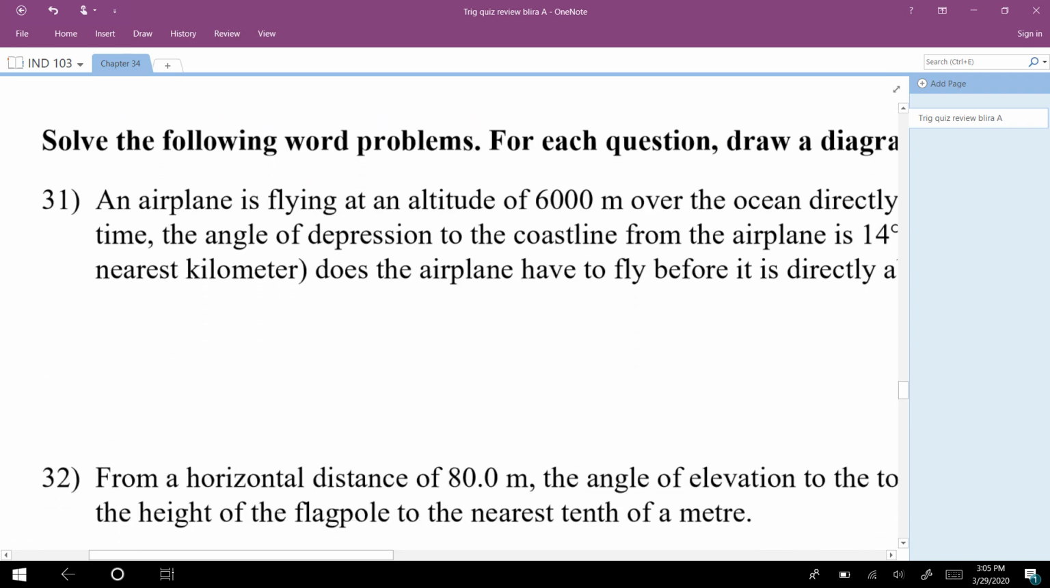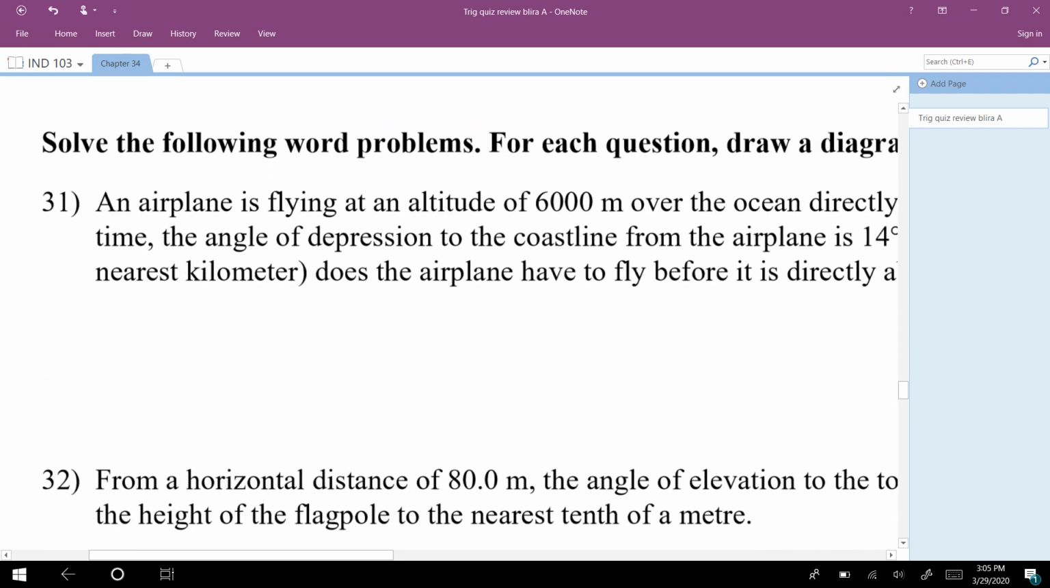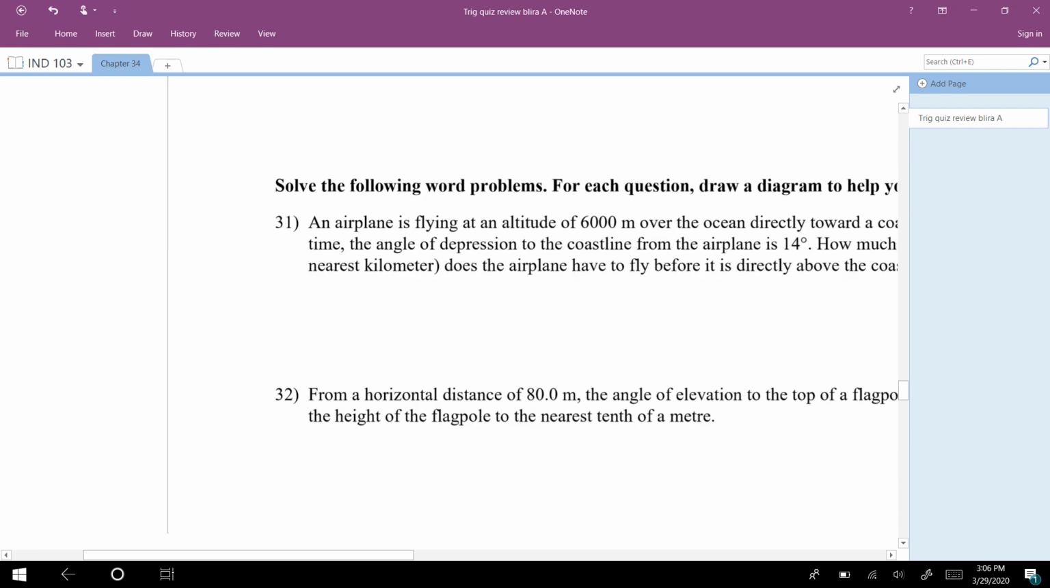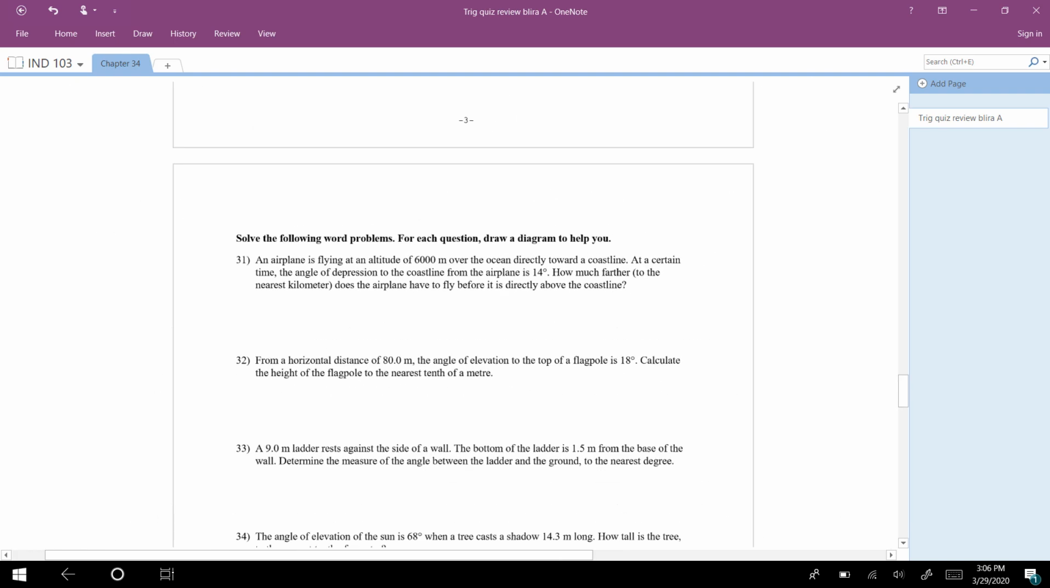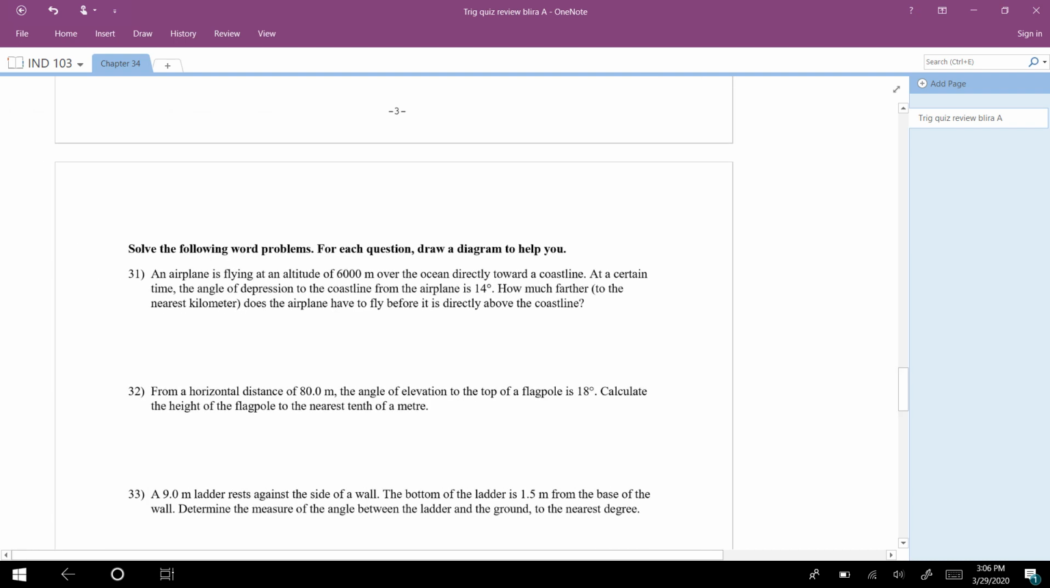Now, we come to everybody's favorite problems, that being the story problem, right? I strongly suggest for any of these, you draw a picture. Draw a picture. Draw a picture. Did I say it enough? Draw a picture. All right.